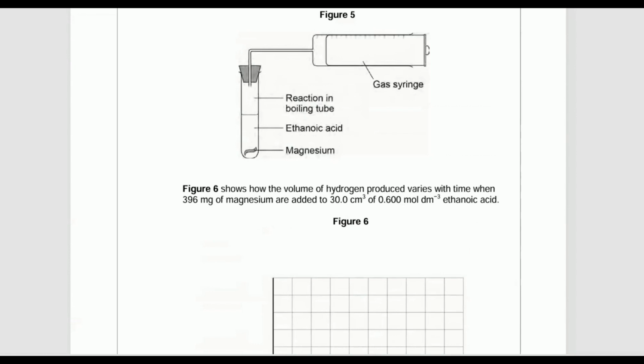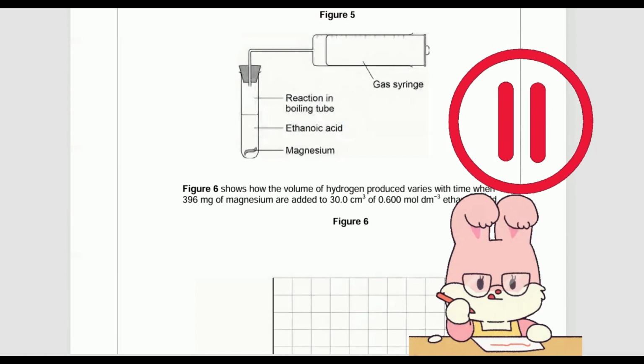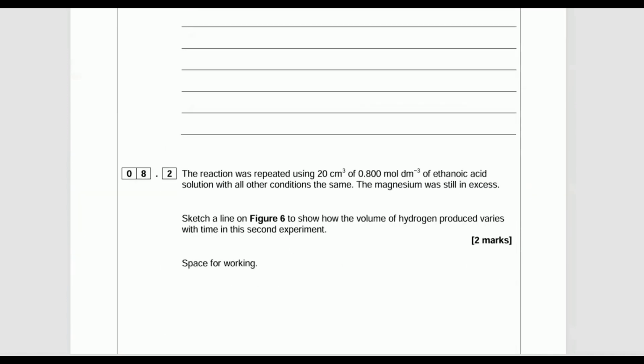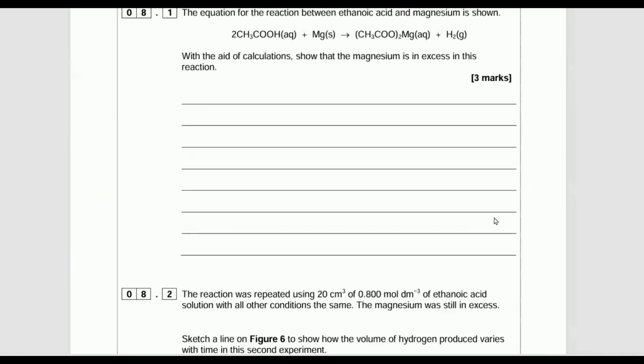So we've got the magnesium, the mass, and we have the volume and the conc of the ethanoic acid. So why don't you pause the video, have a go, and then unpause and watch me go through the answers to this. Okay, here we go. So with the AIDA calculations, basically we need to do mass, 396 milligrams is the mass. Bearing in mind we need to convert that to grams, so it's actually divided by 1,000, you get 0.96 grams.